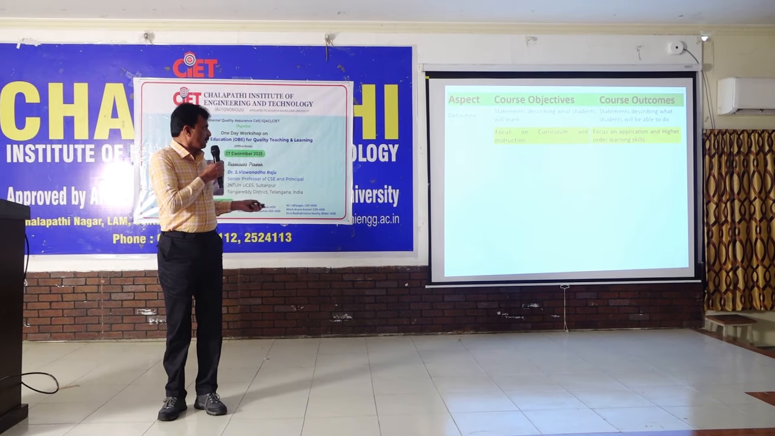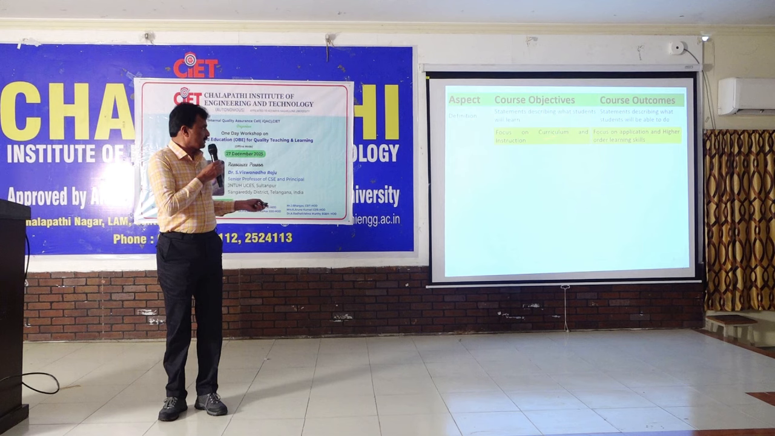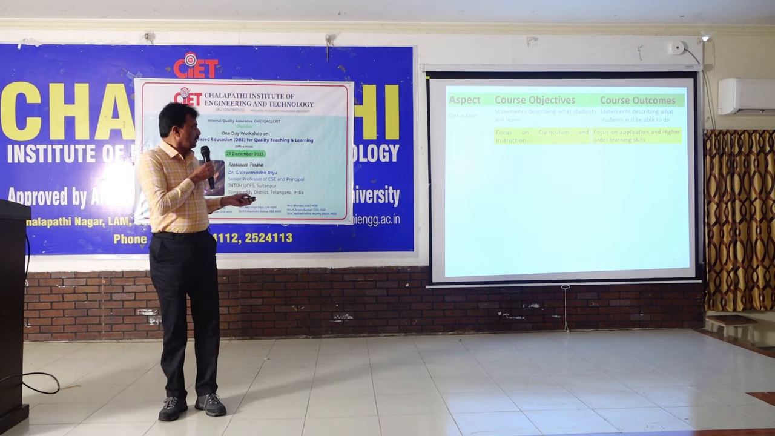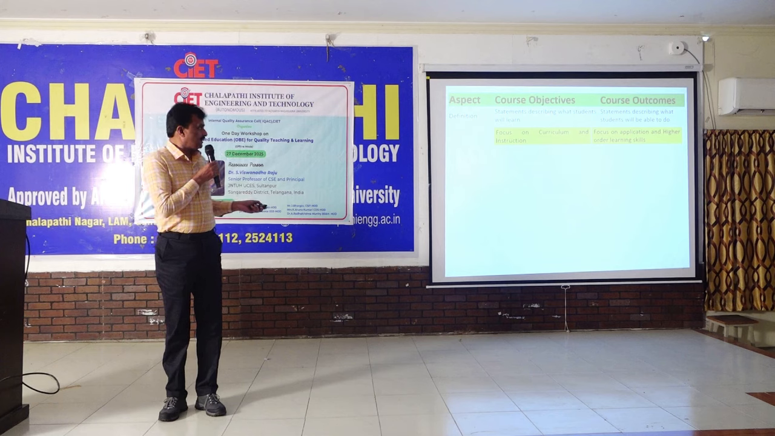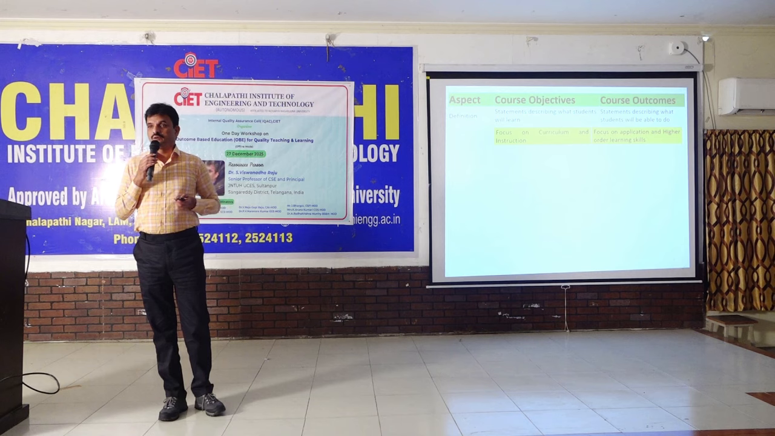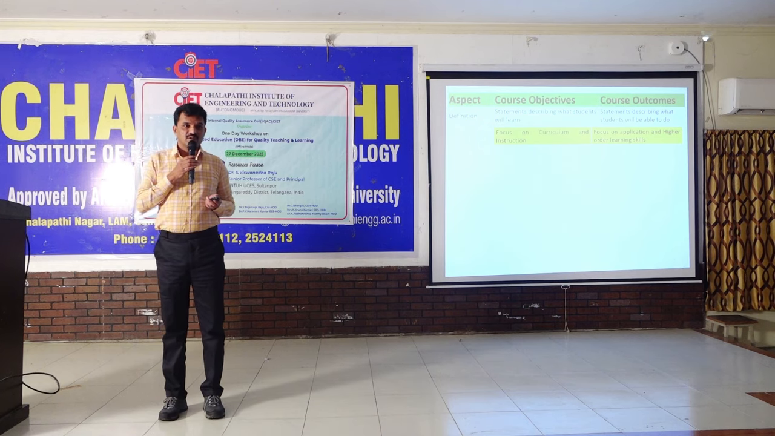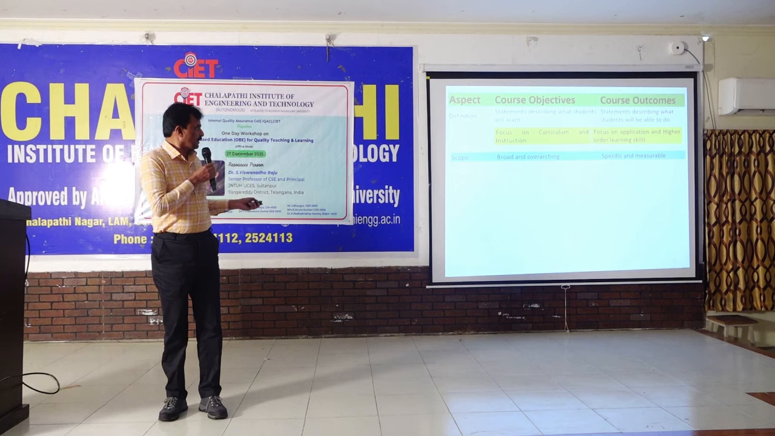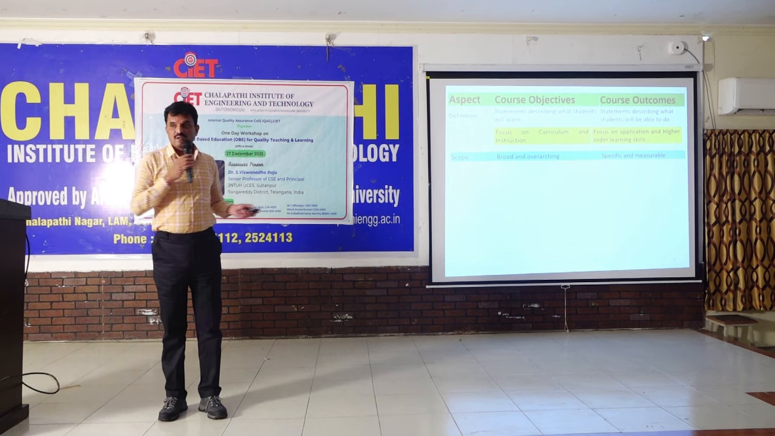Course objectives focus on curriculum and instruction, but course outcomes focus on application and higher order learning skills. That is the most important. Without higher order learning skills, it is very difficult. Okay. Next, I'll share what is meant by that. Next, scope: objectives are broad and overarching, while course outcomes are specific and measurable.